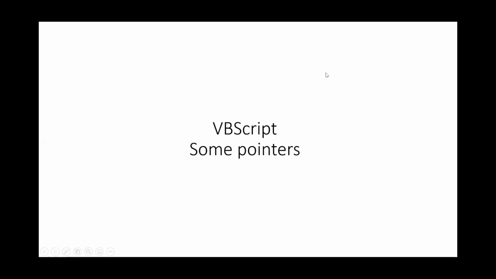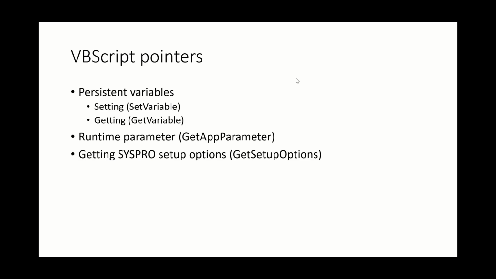In this final section of the course, I just wanted to give the VB scripters among you some pointers on things which aren't immediately obvious. And these are setting variables that persist between the events, just reminding you about runtime parameters, and also getting SYSPRO setup options from the core product.